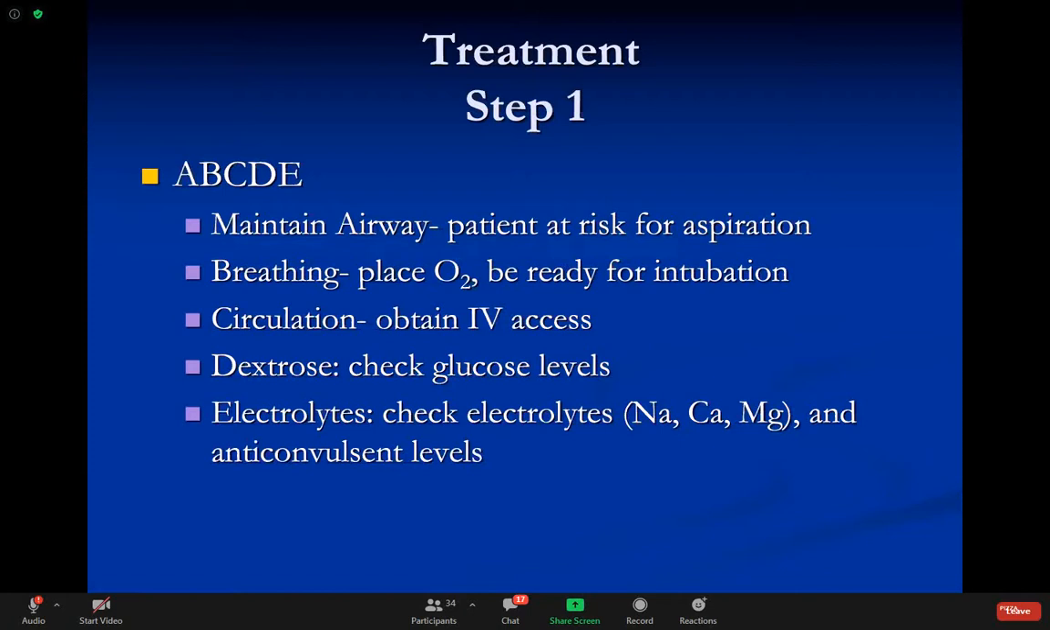Don't forget to check the calcium and sodium, because these are big causes for seizures. The main electrolyte imbalances that can cause seizures are blood sugar, glucose, sodium, and calcium.